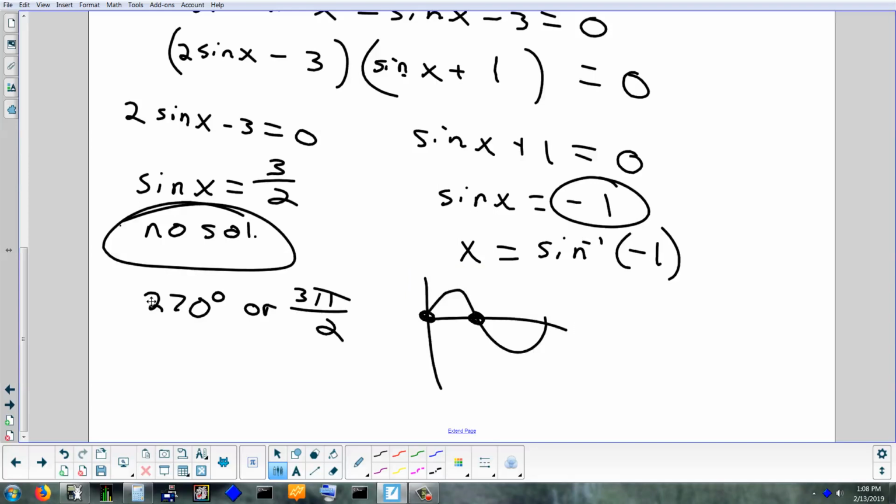But it didn't ask about 0. So for that one, that's it. 3 pi over 2 is the only answer. Okay, questions on that one?